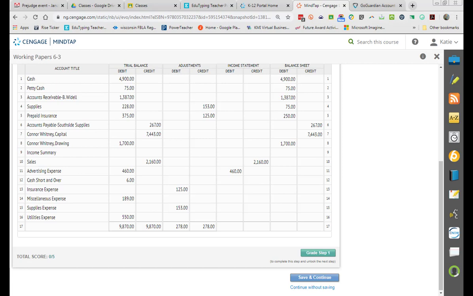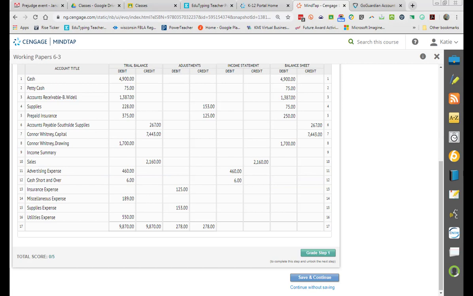Now we get to line 12, cash short and over. It doesn't have the word expense in it, but it is classified as an expense. It's going to be right in the middle of all those expenses. So once one expense starts, the rest of them that follow are going to be an expense. So I'm going to go ahead and put $6 on my income statement as a debit.